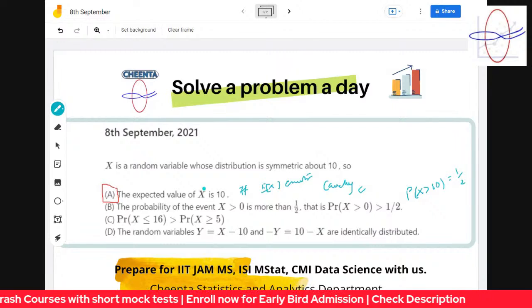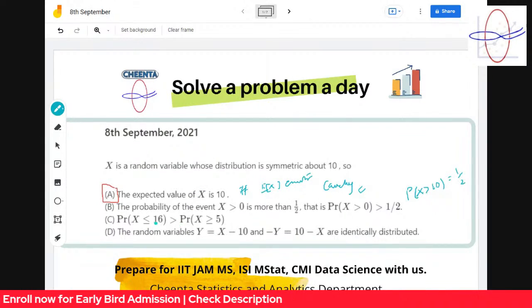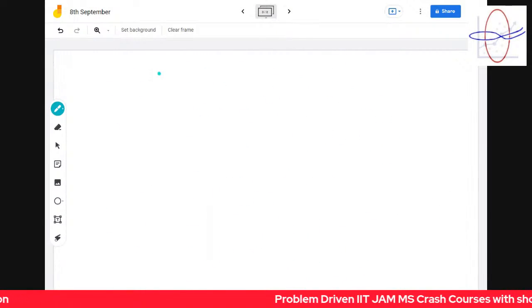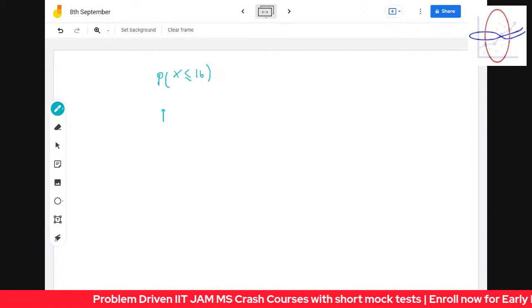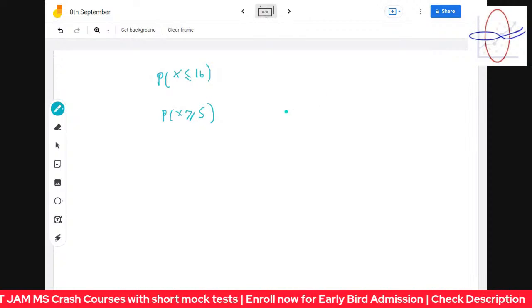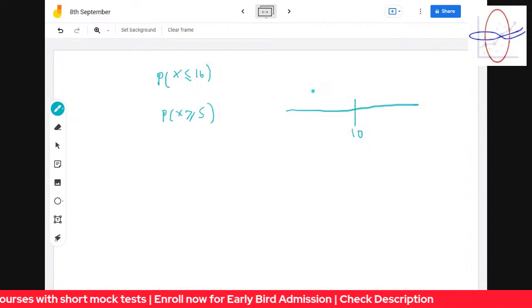But if you have some other thoughts, do let me know if I have made some calculation mistakes. Similarly, here it's probability x less than or equal to 16. So let's see, probability x less than or equal to 16, and probability x greater than or equal to 5. You can easily understand that here it is symmetric. Let's do it for continuous versions only.